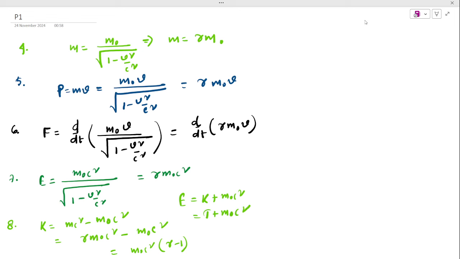So another one, the relationship between total energy and momentum: E² equals p²c² plus m₀²c⁴. We just recall the formula and after that go through the problems.